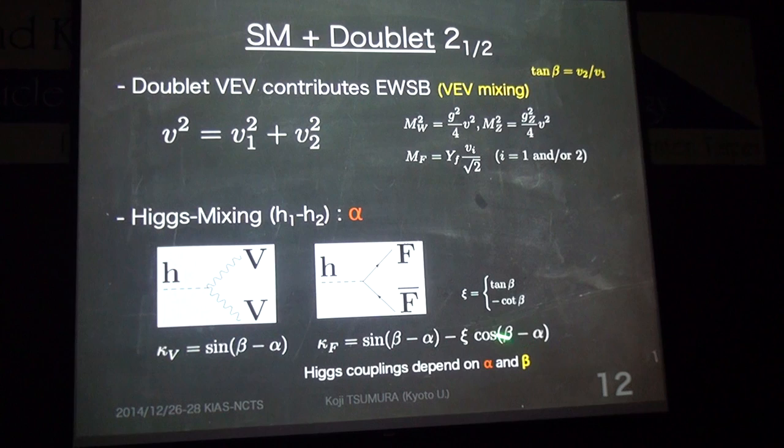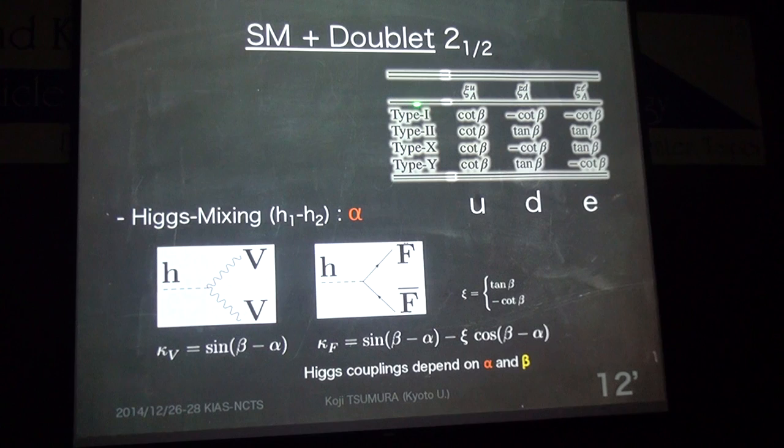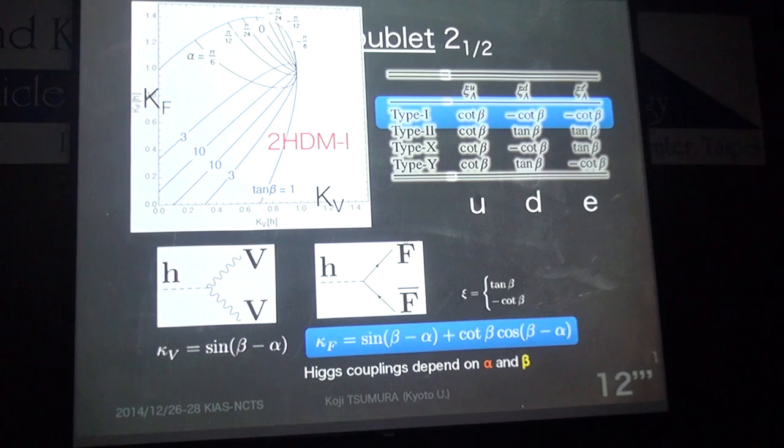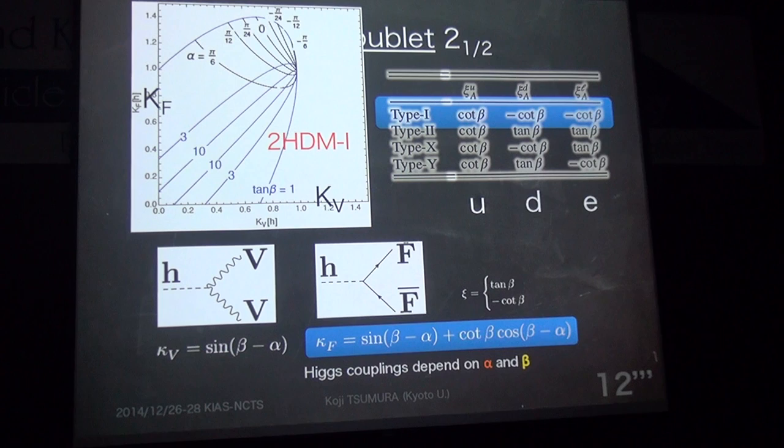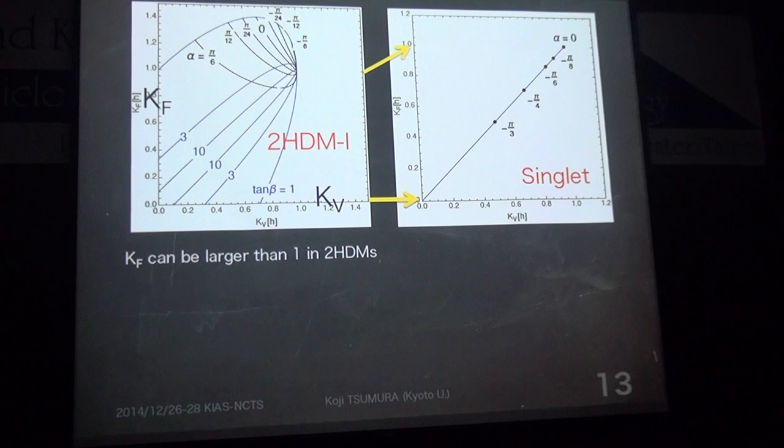And in each model, type 1, type 2, type X, type Y, this Z factor is different. For the type 1 model, this is universal, actually. Everything is a cosine beta. And this is a prediction of the type 1 two-Higgs-doublet model, and it can easily be compared with a singlet extension model.